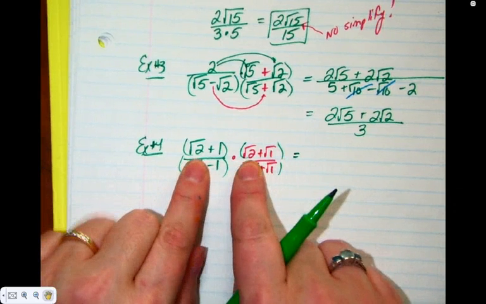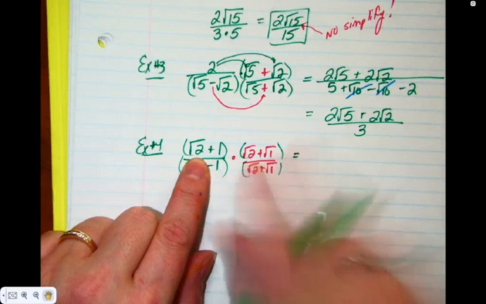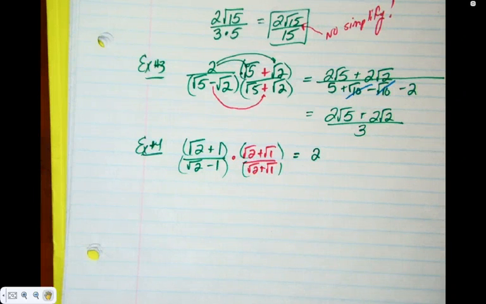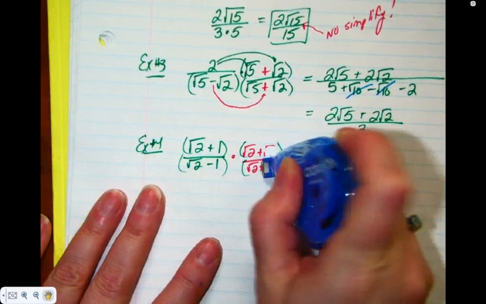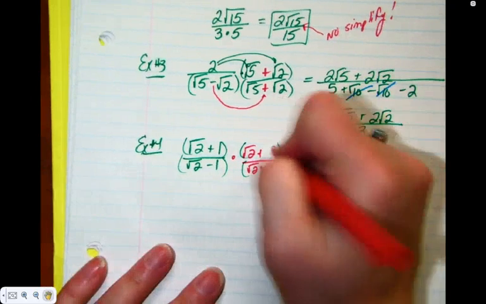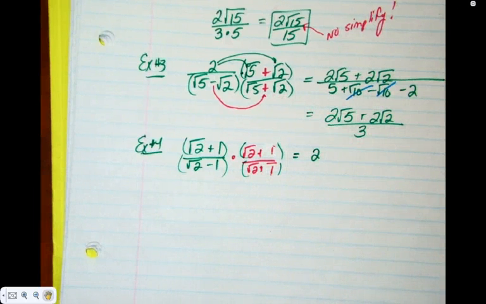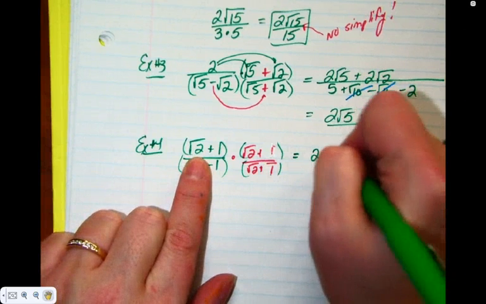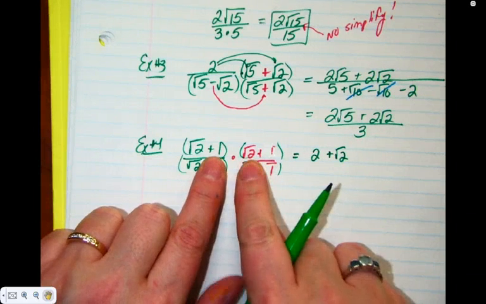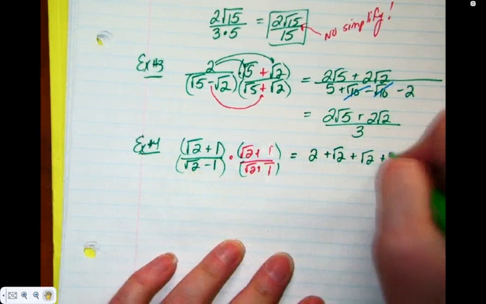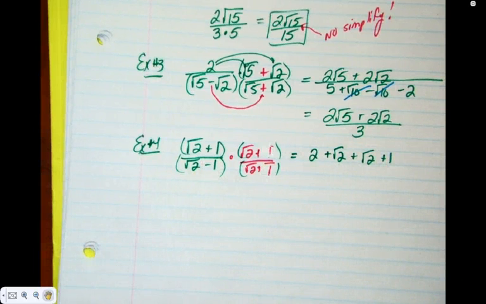So root 2 times root 2. Root 2 times 1. I don't know why I put the roots there. Let's fix that. No roots here, just the ones. That's better. So we're at root 2 times 1, root 2. 1 times root 2. And then 1 times 1. Just pause there, make sure you know where all those pieces came from.